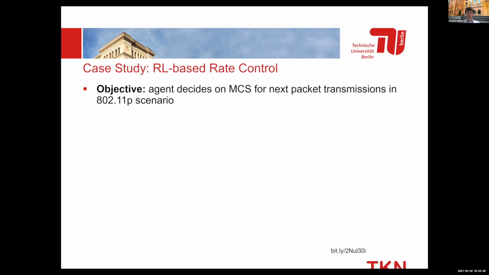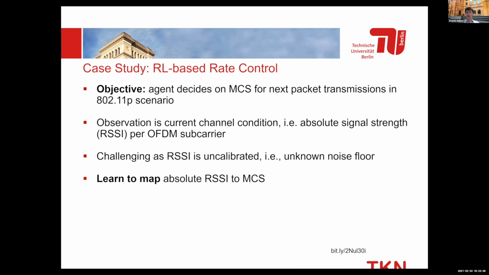Yeah, this is our scenario. So now we come to the reinforcement learning agent. As I already said, it has to decide on the modulation coding scheme for the next packet transmissions. And immediately you can ask, why do we need reinforcement learning here? Just use a table where from the signal strength you derive the MCS to be used, right? Should be a fixed table.